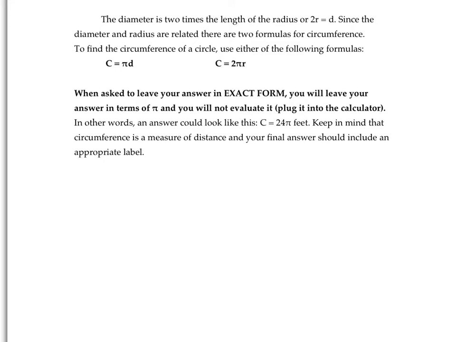When you're asked to leave your answer in exact form, you'll leave your answer in terms of pi, and you will not evaluate it. In other words, you won't put it into the calculator and come up with a decimal for it. An answer could look like this: circumference equals 24 pi feet. Keep in mind that circumference is a measure of distance, and your final answer should include an appropriate label.